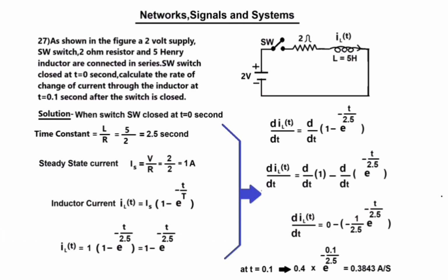Solution. When switch SW is closed at time t equal to 0 seconds, time constant equals L upon R equals 5 upon 2 equals 2.5 seconds, and steady state current Is equals V upon R equals 2 upon 2 equals 1 ampere.